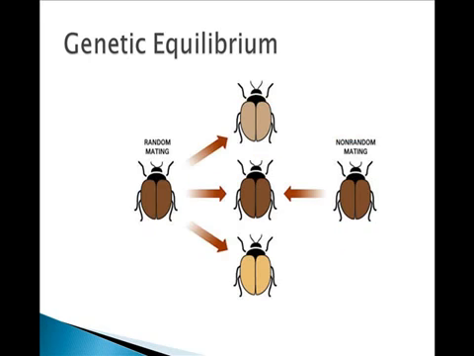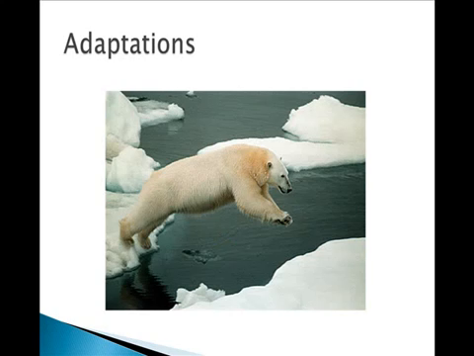When genetic equilibrium is present in a population, evolution does not occur. There are going to be a lot of conditions that need to be there in order to say that a population is in equilibrium, and we're not going to go into that here because it deals with a lot of theoretical mathematical models.